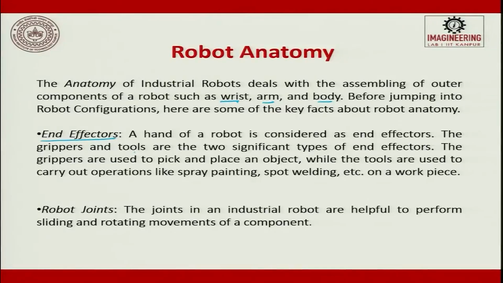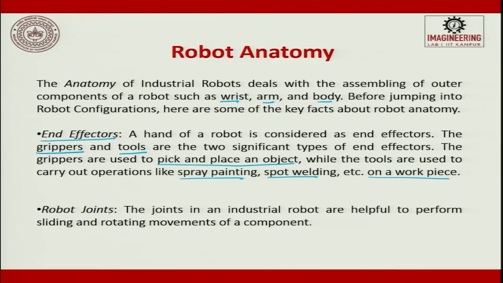The gripper and the tools are two significant types of end effector. Gripper, which grips it, tool is what is attached to the gripper. So, gripper and tools are the two significant type of end effectors. The grippers are used for pick and place of an object, while tools are used to carry out operation like spray painting, spot welding on a workplace. So, the end effector plays a very important role. One is for gripper and tool.